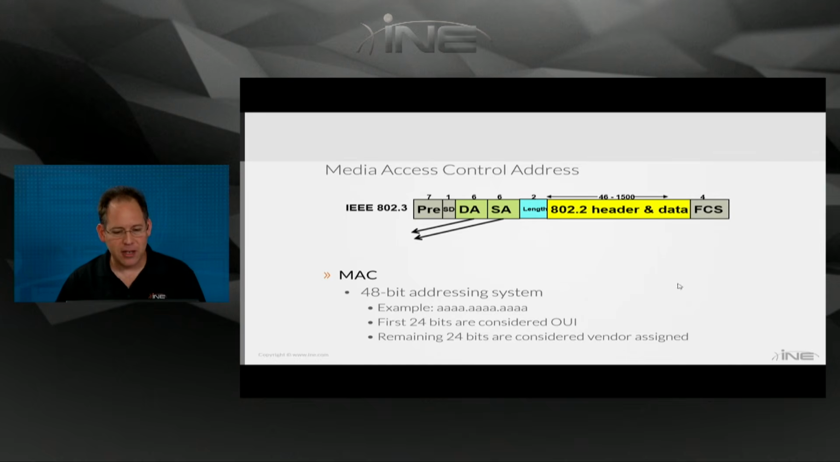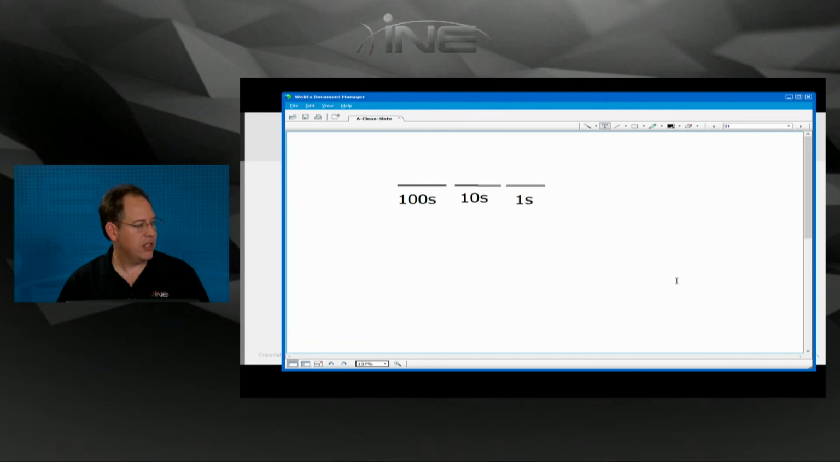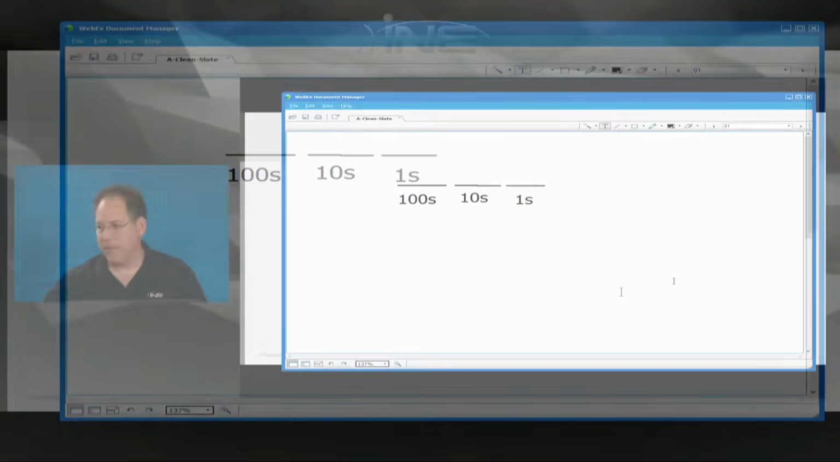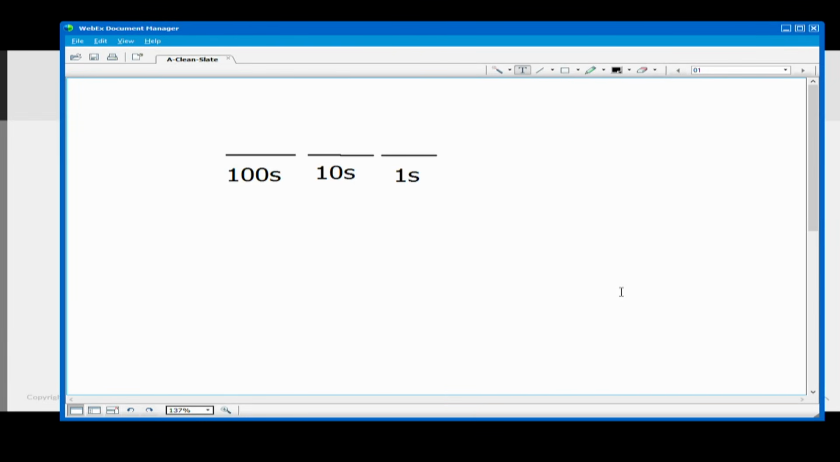Now in the event that you have never worked with hexadecimal before, let's just do a quick tutorial on that. And if you're already familiar with hexadecimal, you can fast forward the video past this section. So to explain hexadecimal, I briefly want to go back to something that you already know, which is decimal.